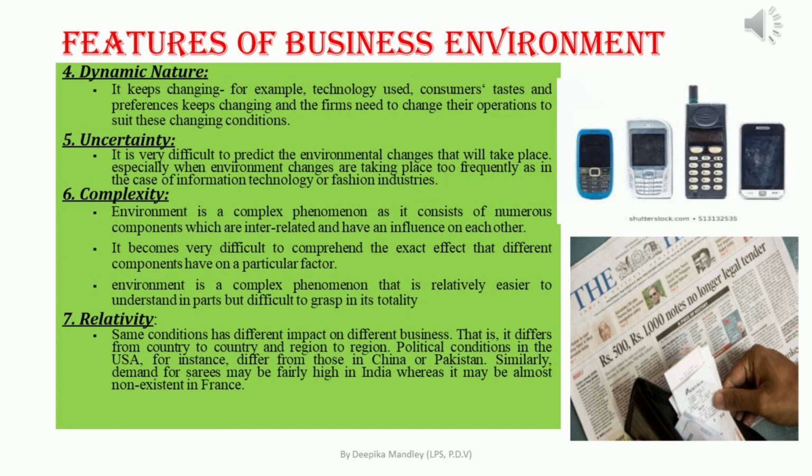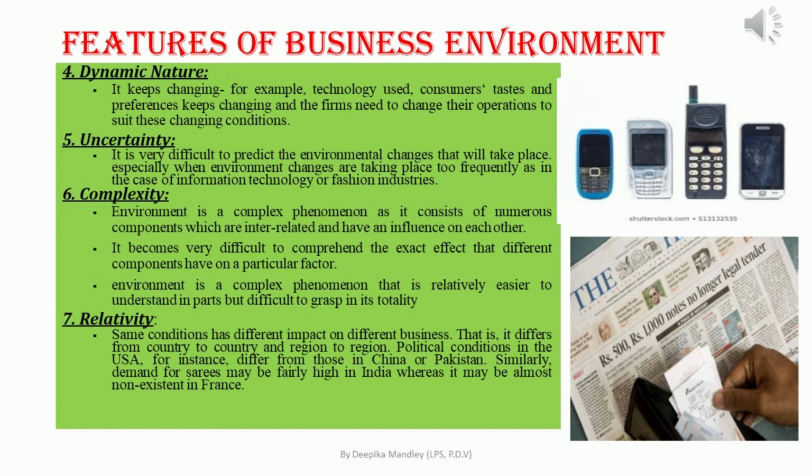Then uncertainty. It is very difficult to predict the environmental changes that will take place because the future is uncertain. Especially when environmental changes are taking place too frequently, as in the case of information technology or fashion industries, it becomes very difficult to predict what is going to happen in the future.